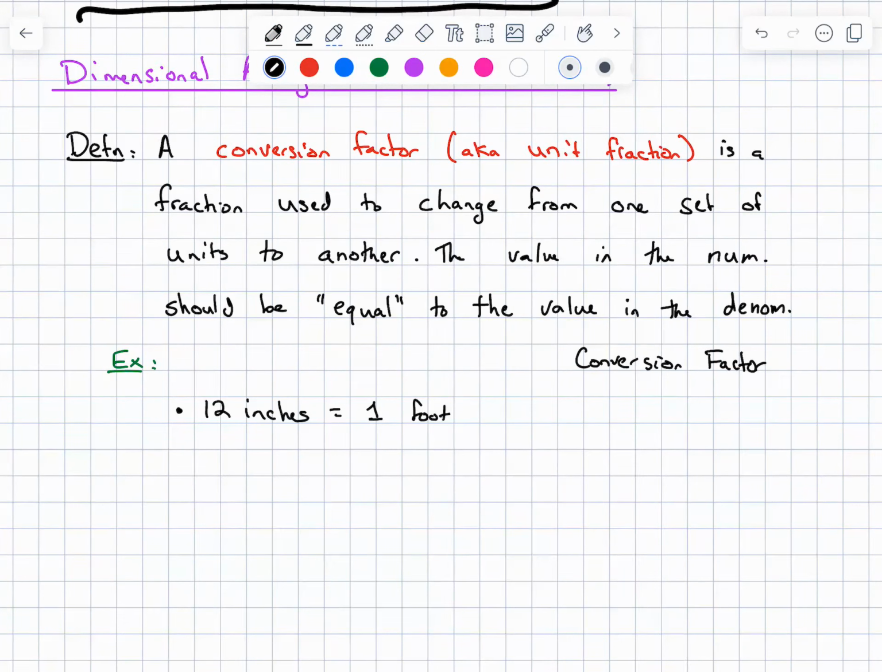So the conversion factor. When you say that, that means you could write it as 1 foot per, because the division symbol can also mean per. So 1 foot per 12 inches, or you could write it in a different way. You could write it as 12 inches per 1 foot. Depending on the situation, if you want to convert from inches to feet, you use the first one. And I'll explain why and how in a second. Or if you want to convert from feet to inches, you use the second one. So that is one example of a conversion factor.